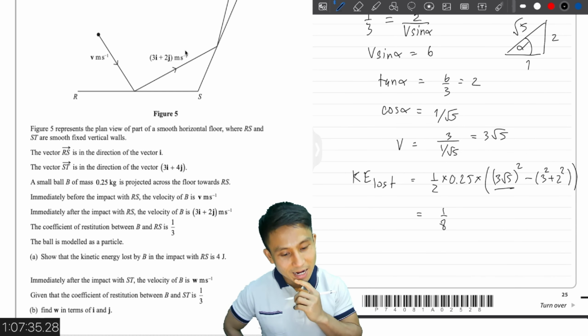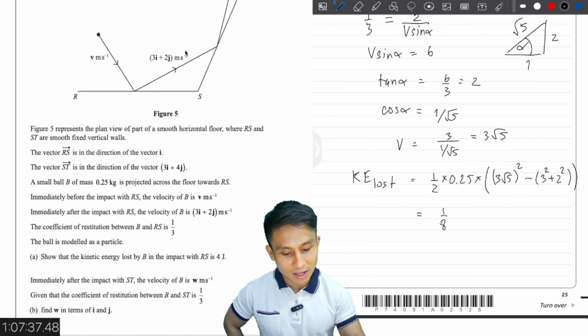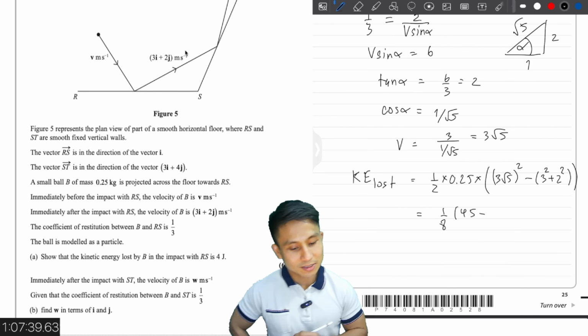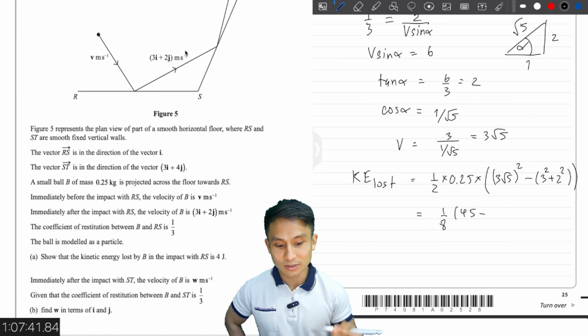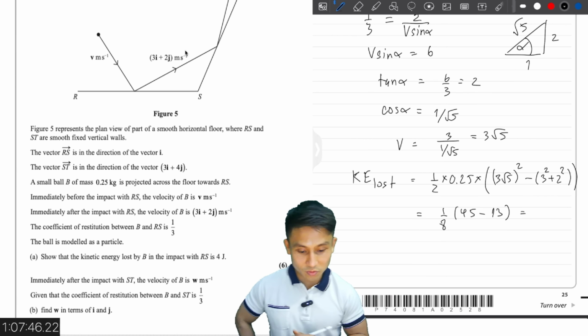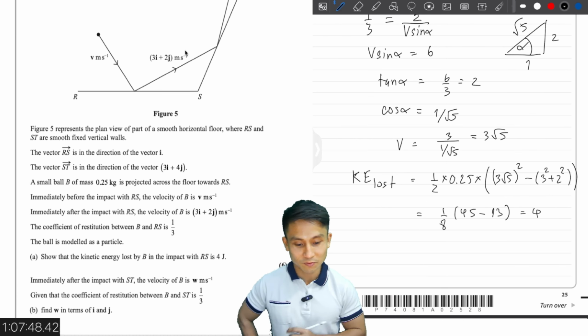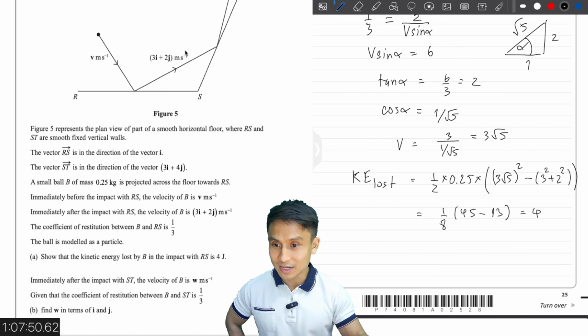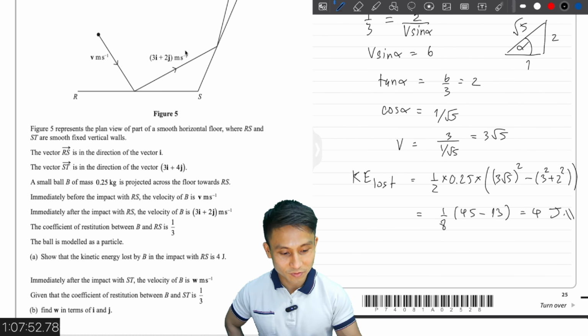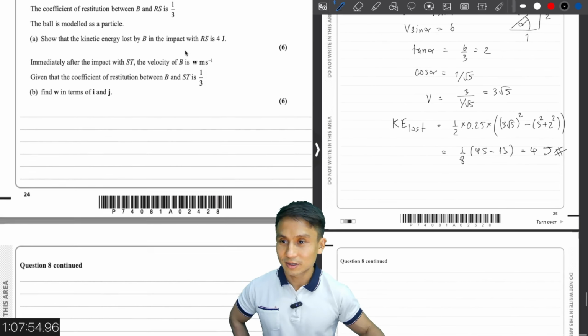And this will be what? 9 times 5 is 45, minus 9 plus 4, which is 13. So what is that? 32. Good. 32 divided by 8 is 4. That's the kinetic energy lost. 4 joules. We proved it. Okay, good.